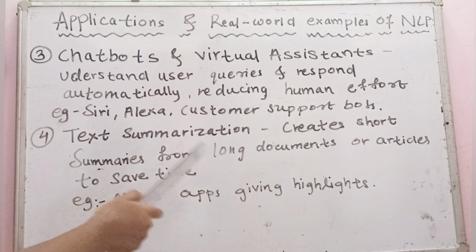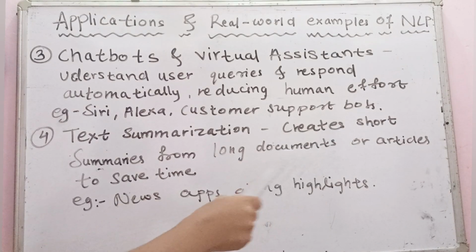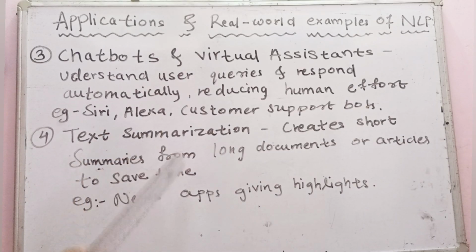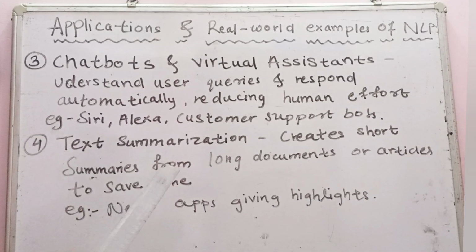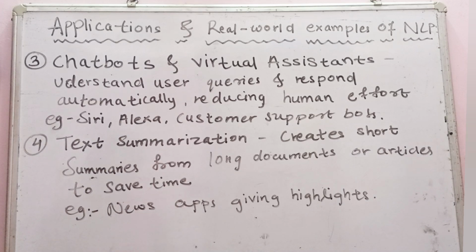Next is text summarization. It creates short summaries from long documents or articles to save time. For example, we can take news apps giving highlights. There are big passages, paragraphs. So what text summarization will do is reduce them into 2 to 3 highlights so that a user will not have to make the effort to read the whole passage or paragraph. It will save the time of the user.